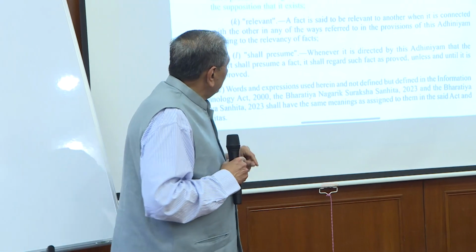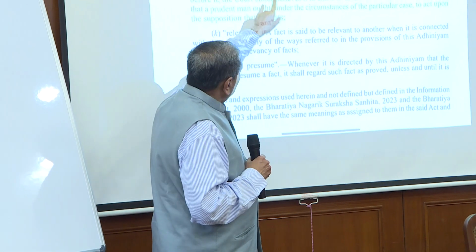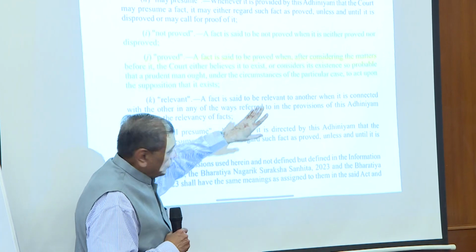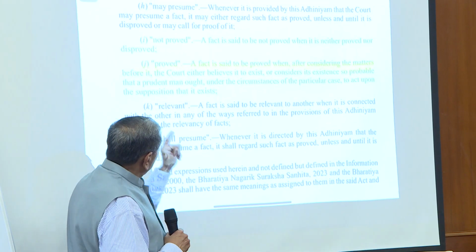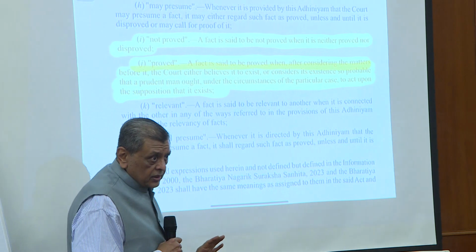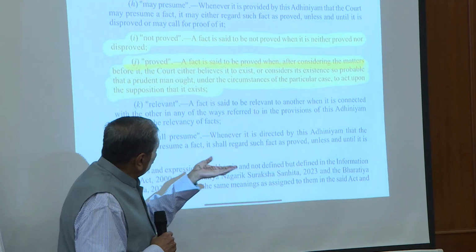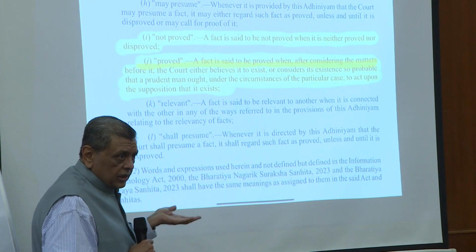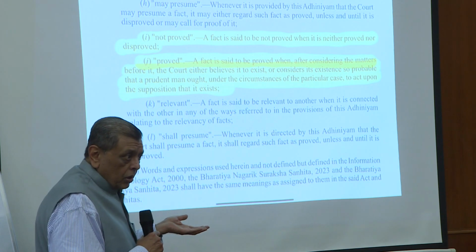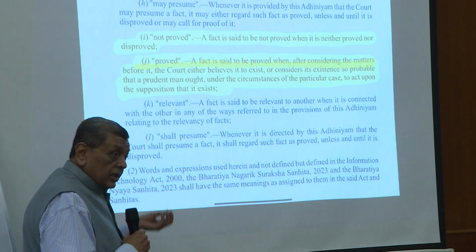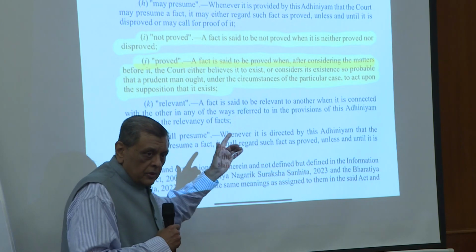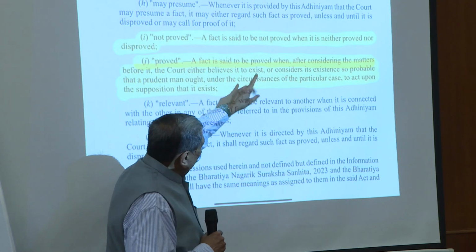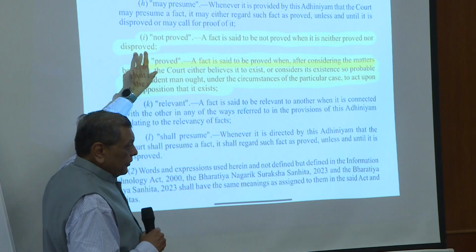Read this again slowly. A fact exists. When is it proved? A fact is said to be proved when the judge or the court believes it exists or considers its existence so probable that a man of ordinary prudence should, in these circumstances, act on the belief, supposition that the fact exists. Not proved. See, this is the whole problem with this act. A fact is said to be not proved when it is neither proved nor disproved, and they took out the definition of disproved.